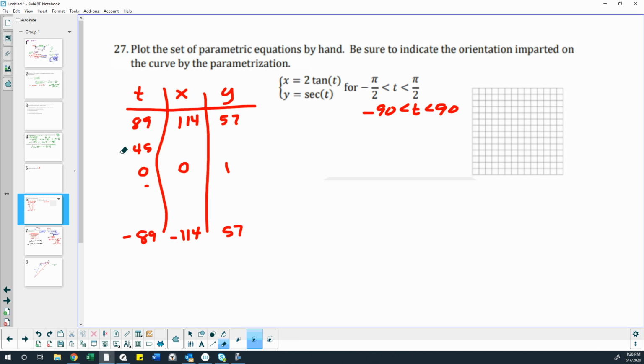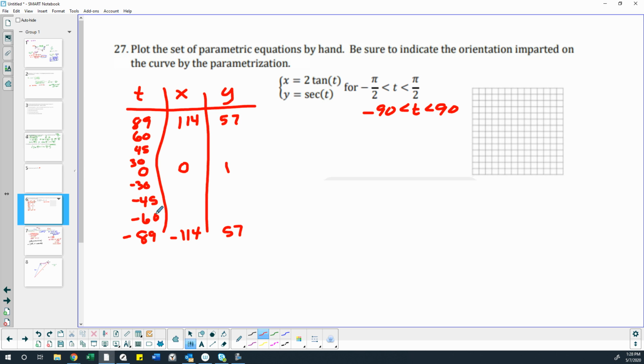Let me adjust so I make room for all of those. So the reason I did 89 is because we can't do 90, and I want to see what the graph is doing before it gets to 90. So, okay, 60, 45, 30, negative 30, negative 45, negative 60.